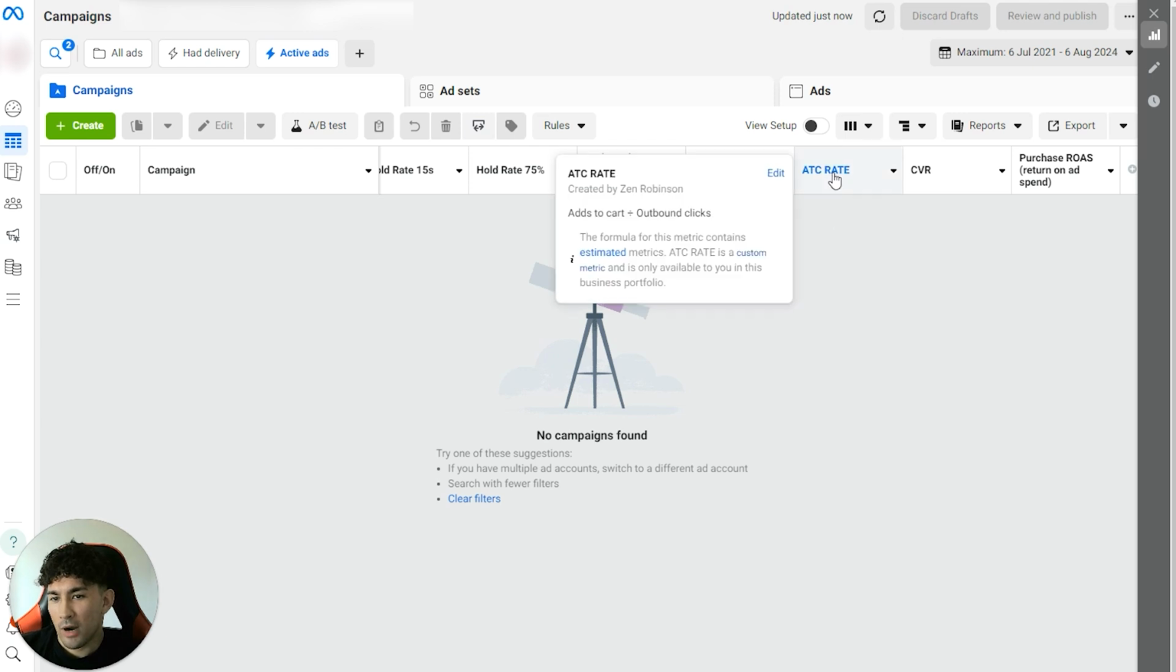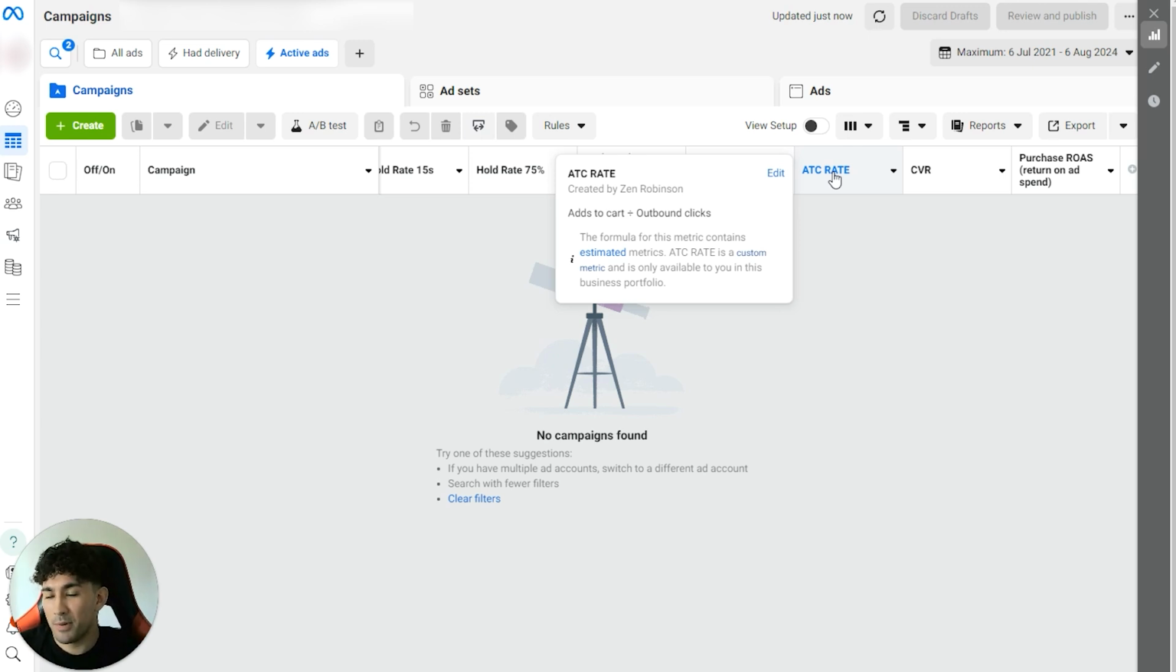And then we've got our add to cart rate. So this is again a custom column, and this is monitoring what I like to say is the intent to buy, so we can catch early signs of where we might be able to forecast performance based on the add to cart rate. So it also lets us monitor how effective our creatives are.